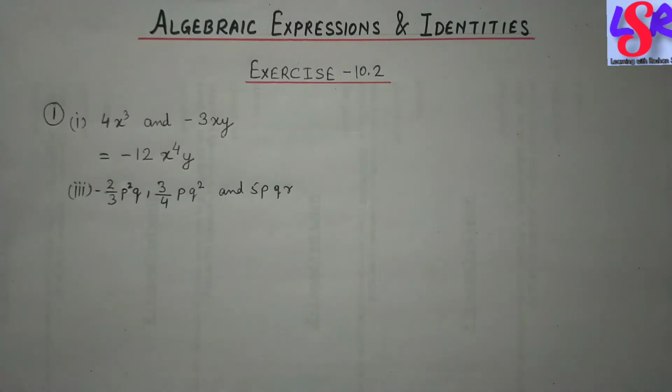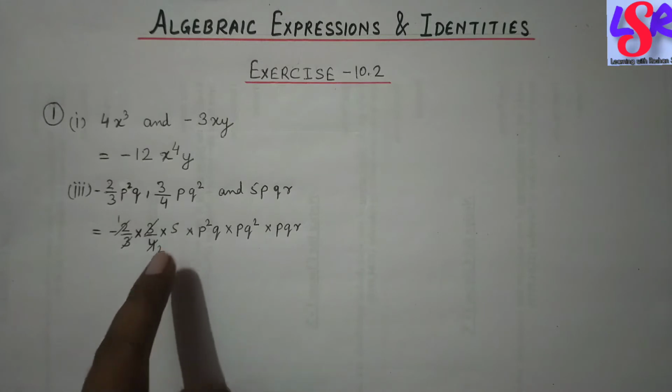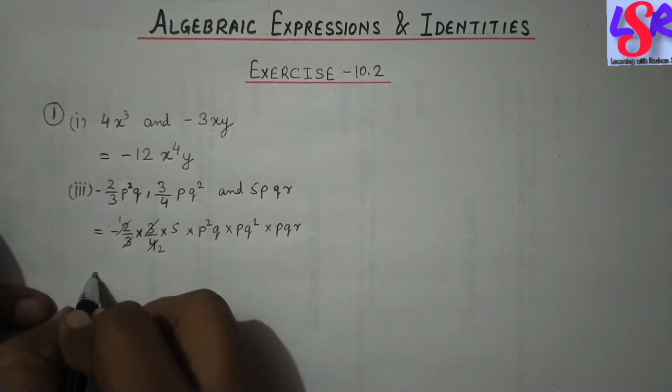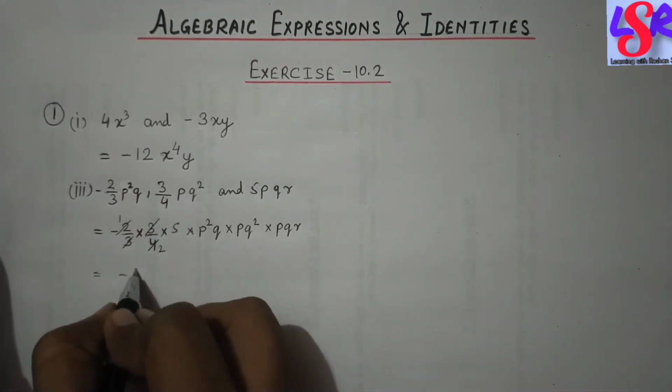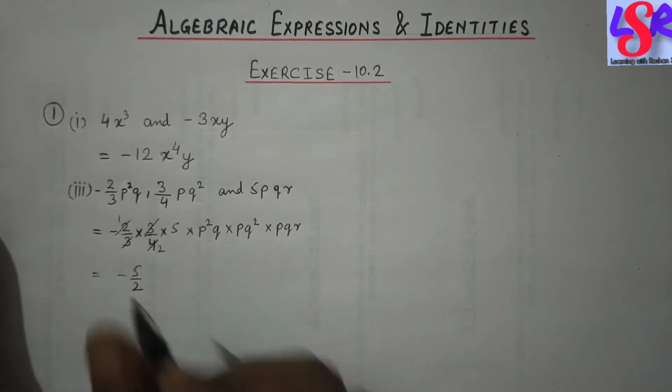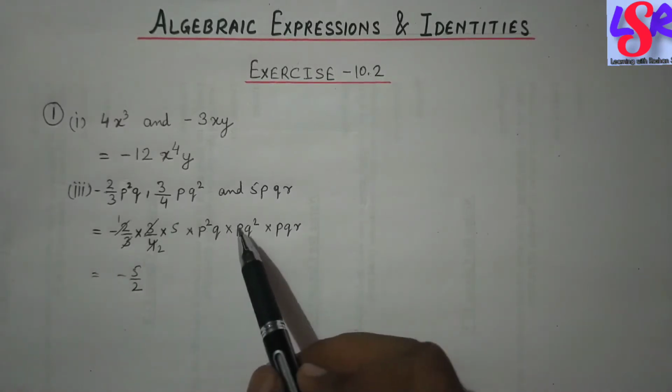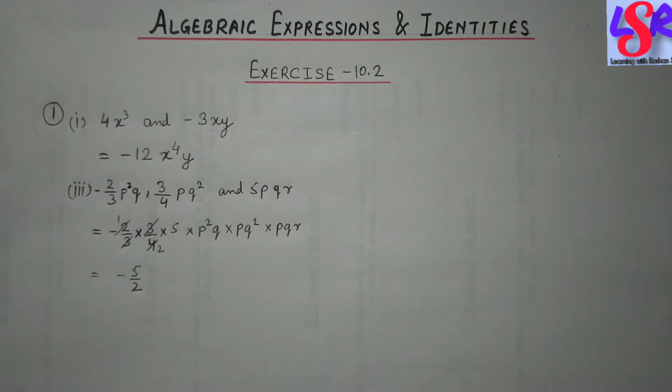Now let's see the third part. Here we have three terms and we have to multiply all of them. So first of all we multiply all of the numbers and we can write this like this one. Now after that we reduce it by cancelling. Then we are left with minus 5 by 2. So we can write over here minus 5 by 2, and here p square, p and one more p, that is p to the power 4.